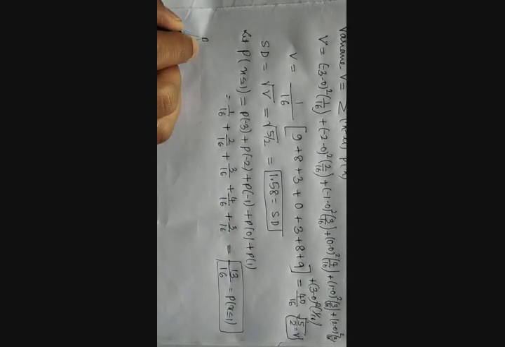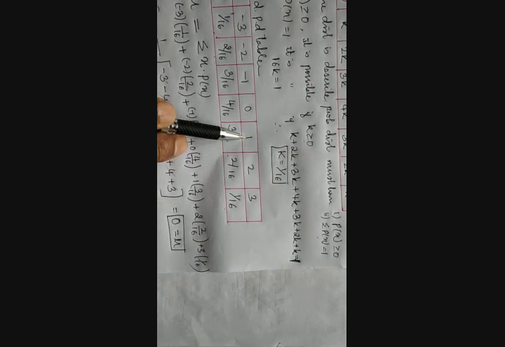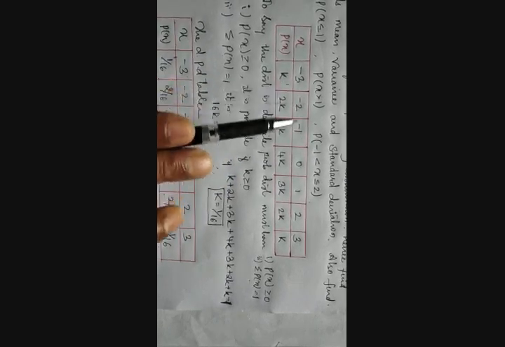Next, probability of x greater than 1. Probability of x greater than 1 means what? This is the value of x, 1. More than 1. Again we have to check: is 1 included or excluded? He said probability of x greater than 1. He has not said probability of x greater than or equal to 1. So only greater than 1. Greater than 1 means more than 1, which means 2 and 3.